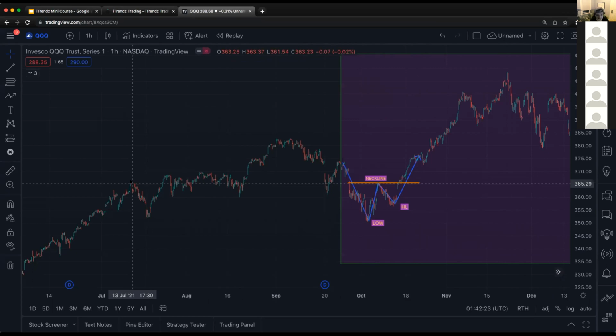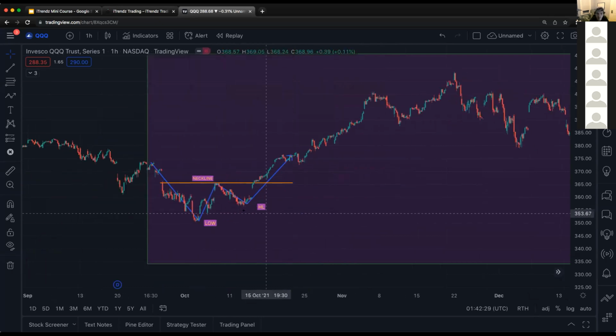So this makes a lot of sense, right? Why the sellers stepped in at this level, pulled the stock back down, creating that higher low. And then once the buyers had enough confidence to break that resistance, that's how you know you had your confirmation to then take the trade up to the next extension.